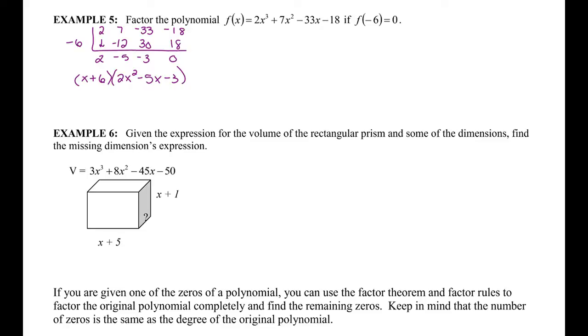Because the number in front of the x squared is something other than 1, we need to use the AC method to factor, which tells us to find two numbers that multiply to negative 6 and add to negative 5. So our options are 1 and 6, and 2 and 3. For our purposes, we're going to be using 1 and negative 6. So I'm going to keep the x plus 6 out front.